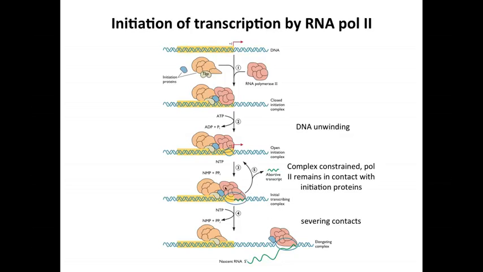And then the contacts between the Pol II and the other initiation proteins have to be severed. And when that happens, then the Pol II can begin moving down the DNA template. It's called elongating at that point. And now you make a nascent mRNA. And of course, if the polymerase reaches the termination site, then the mRNA will be complete and will be released along with the polymerase. So those are the main steps in initiation.